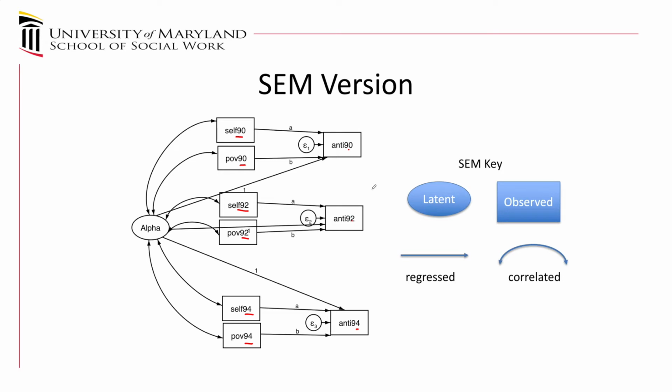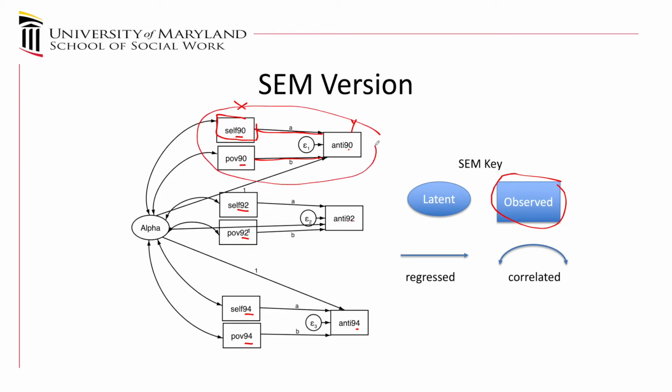But in Stata, you have this option of drawing the picture. And I feel like this really highlights what it is. So these arrows are just regression. So this is your dependent variable. This is your Y variable. And these are your X variables. I know that they are observed variables because they are squares. Squares are actually observed variables. And so all I'm doing is regressing self 1990 and poverty 1990 on anti 1990.